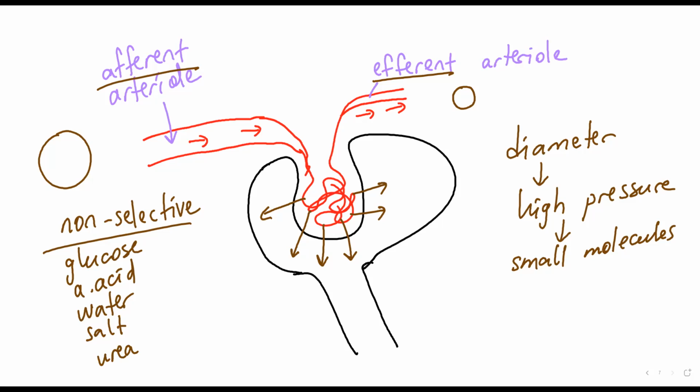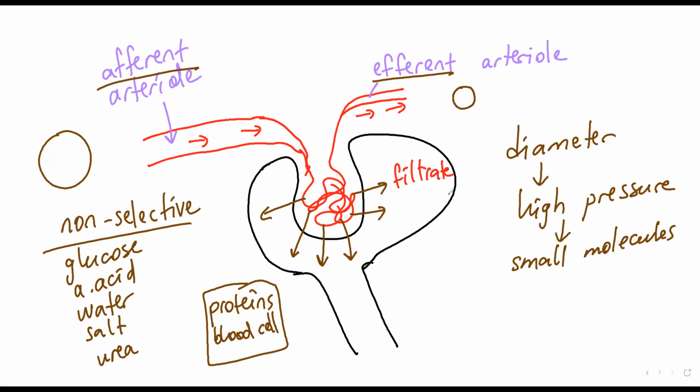But which molecules can't pass? Large molecules, such as proteins, guys. You know that proteins are large molecules. They contain many amino acids. And these proteins will not pass this barrier because they are large enough. So in healthy urine, there is no protein. Another thing, blood cells, guys. Blood cells are large structures, and of course they will not pass this barrier. And this mixture, which we can find in Bowman's capsule, is known as filtrate.